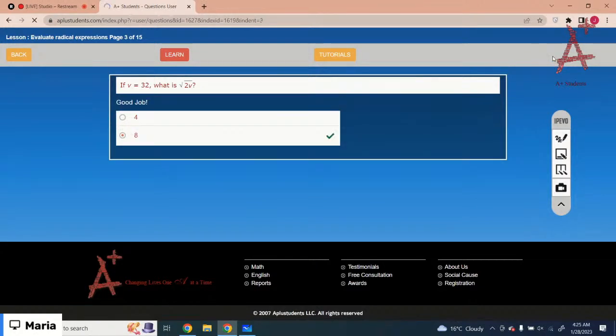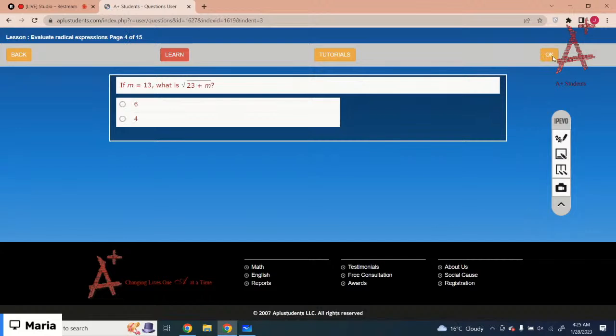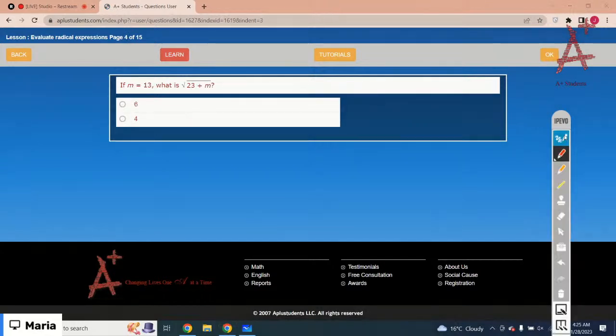Okay, the next one is if m equals 13, what is the value of square root 23 plus m? So just replace the m with the value here. You have 23 plus 13. So when you add them, they make 36. So 36 is the square of 6 times 6. Got it? You can write it as 6 squared. The square and square root cancel out and you are left with 6. That means the correct option is 6. Got it?